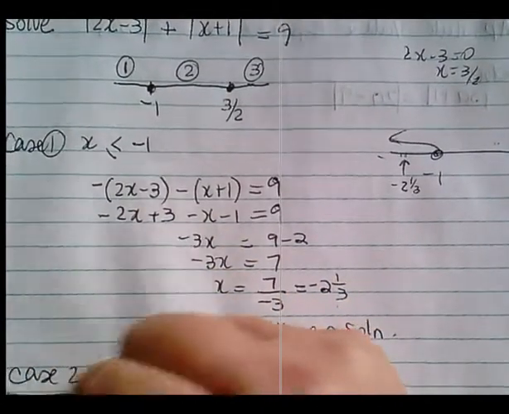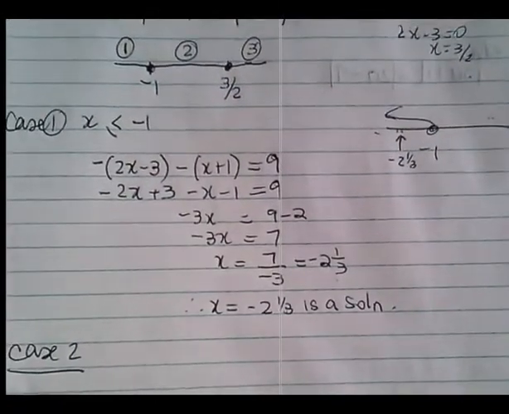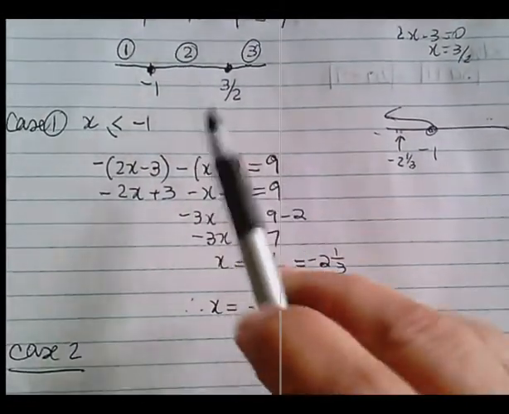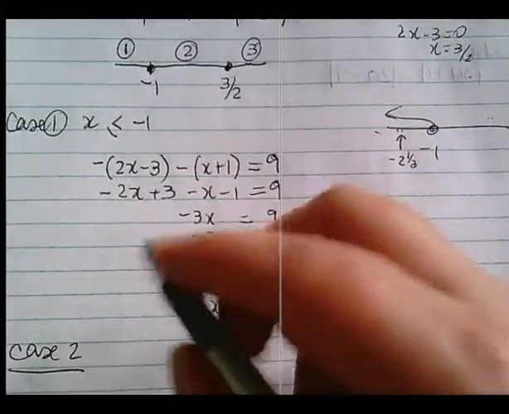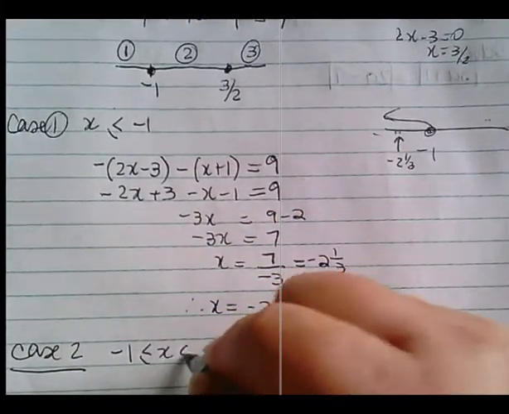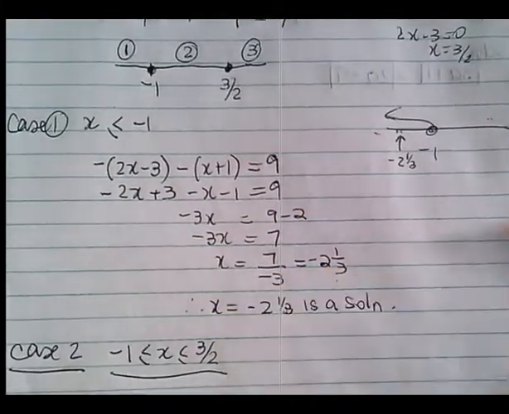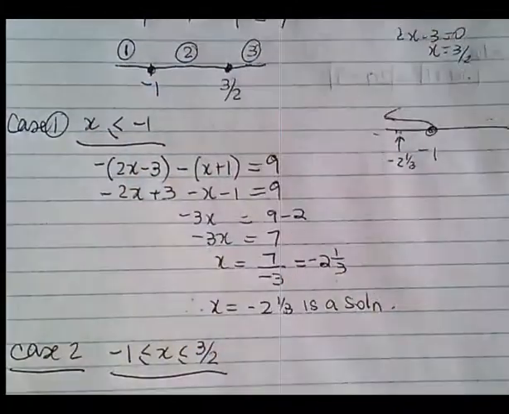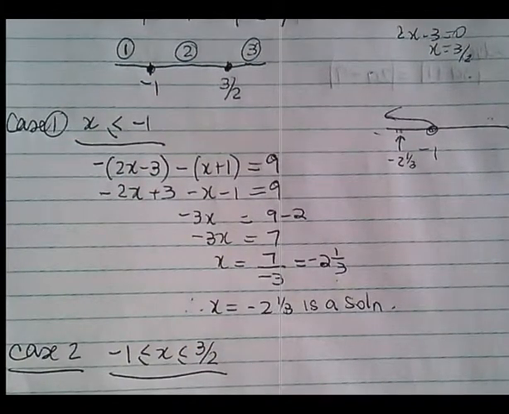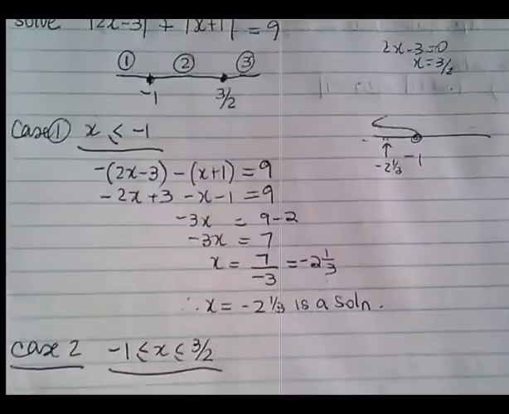Case 2, do you remember what we did before? It's from which values of x? From -1 to 3 on 2. -1 less than or equal to x less than or equal to 3 on 2. Now, as long as my answer, when I set this up, lies between -1 and 1.5, it's a solution. If it doesn't, it's not a solution. No substitution required. Okay, so what have we got?